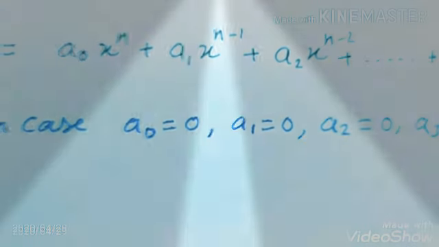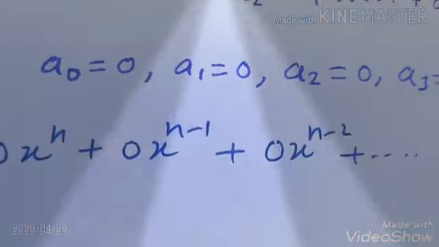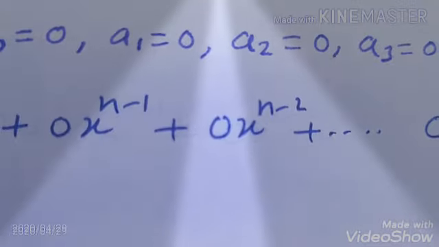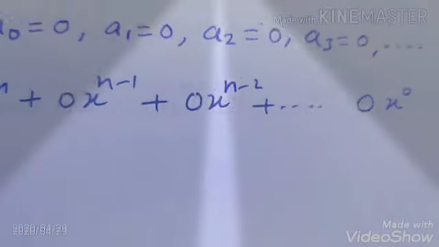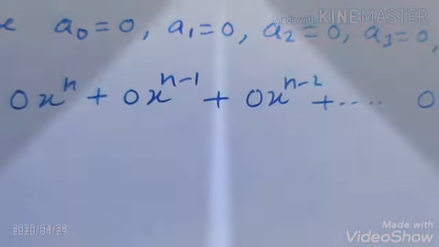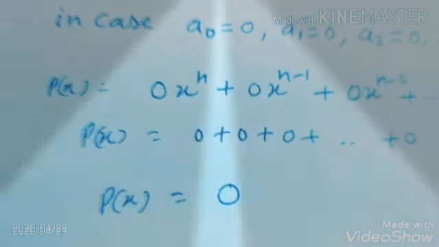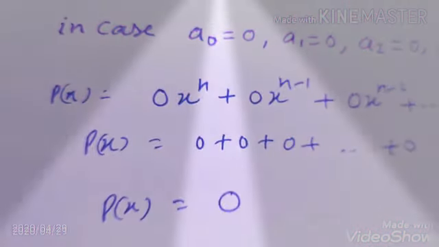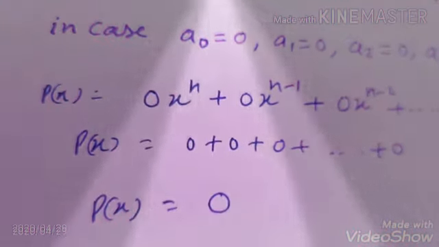Just imagine. So our polynomial will look like this: 0x raised to the power n plus 0x raised to the power n minus 1 plus 0 into x raised to the power n minus 2 and so on, 0 into x raised to the power 0. So when any quantity is multiplied by 0, the result is 0. So what will be the polynomial? That is 0. So such kind of polynomial is known as zero polynomial.